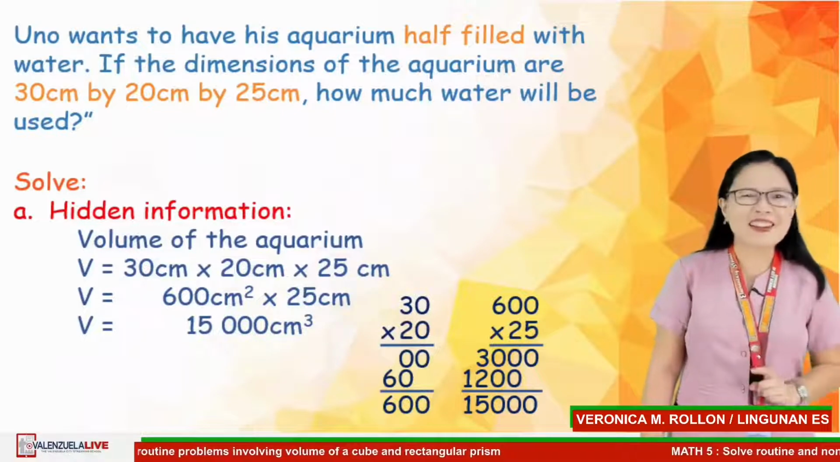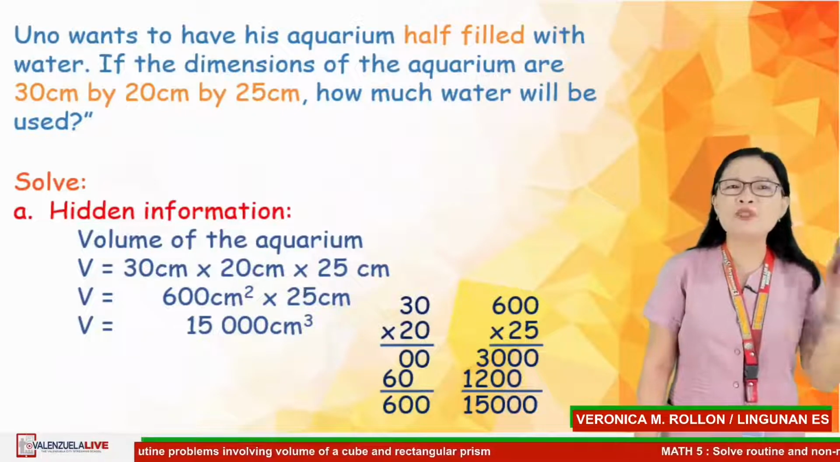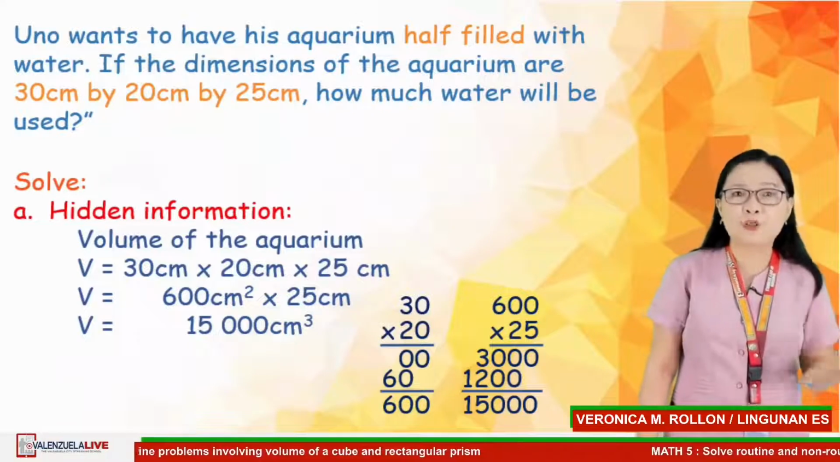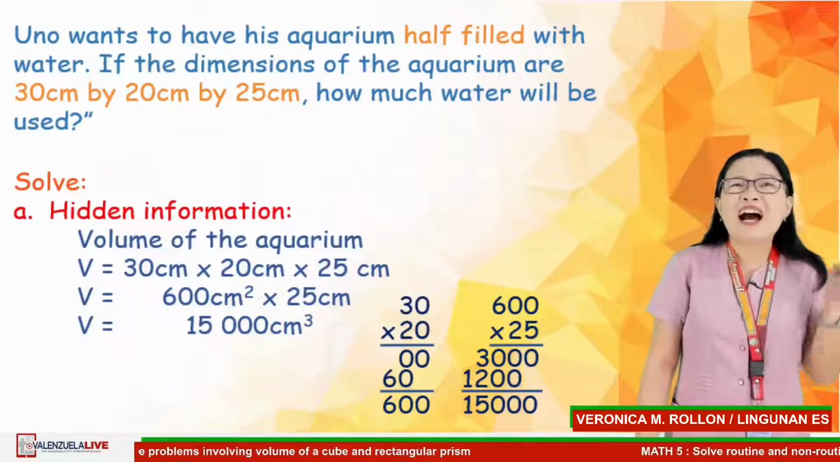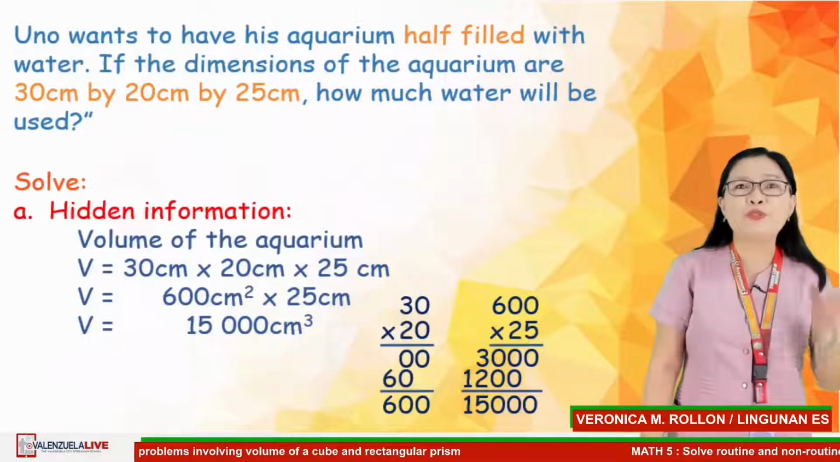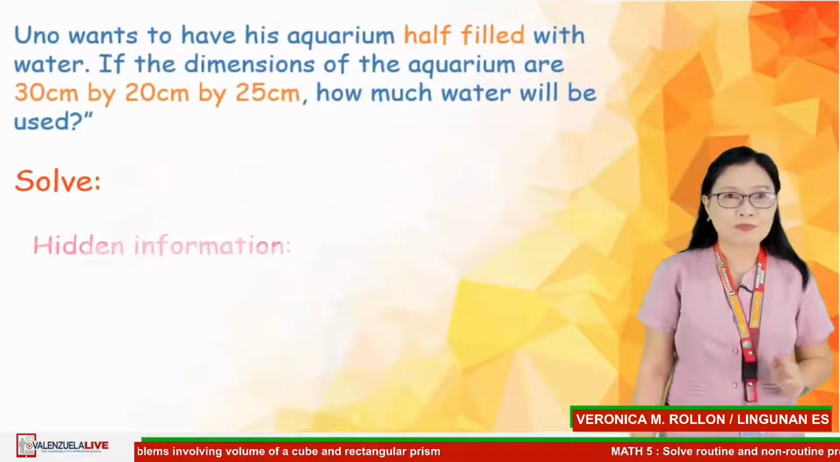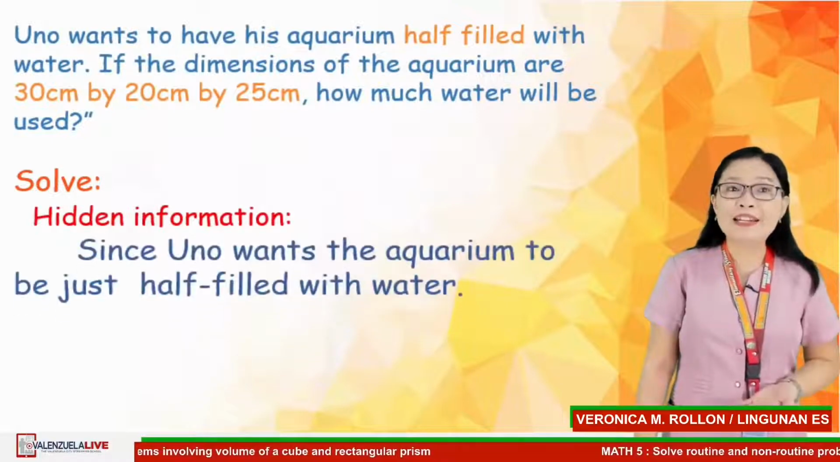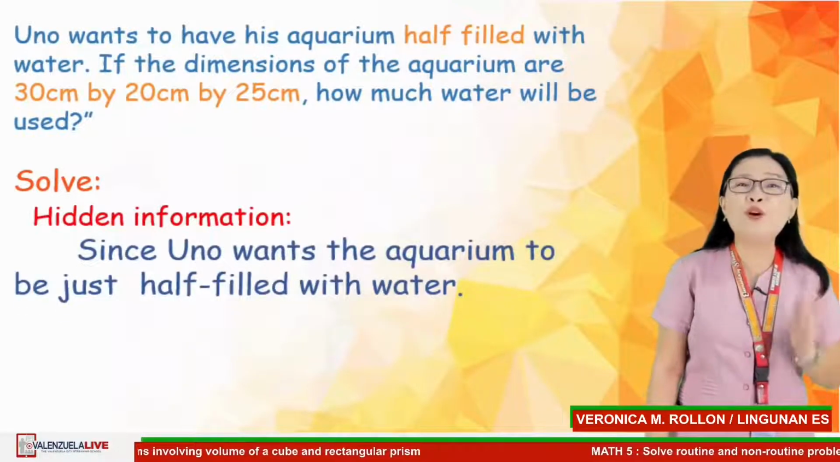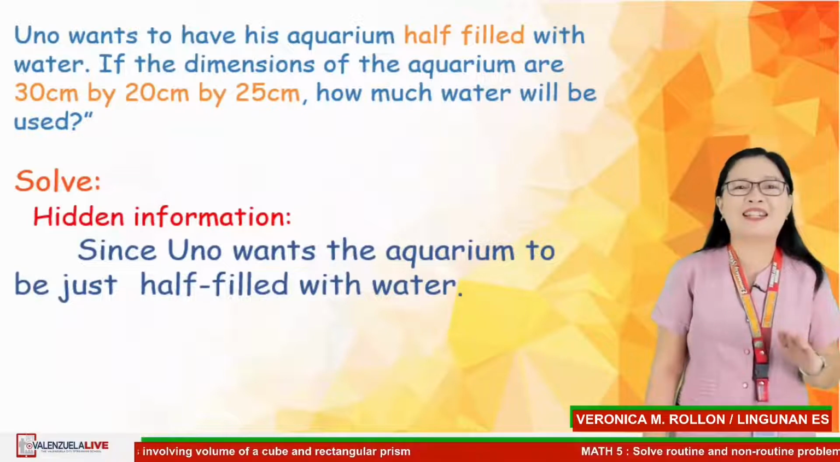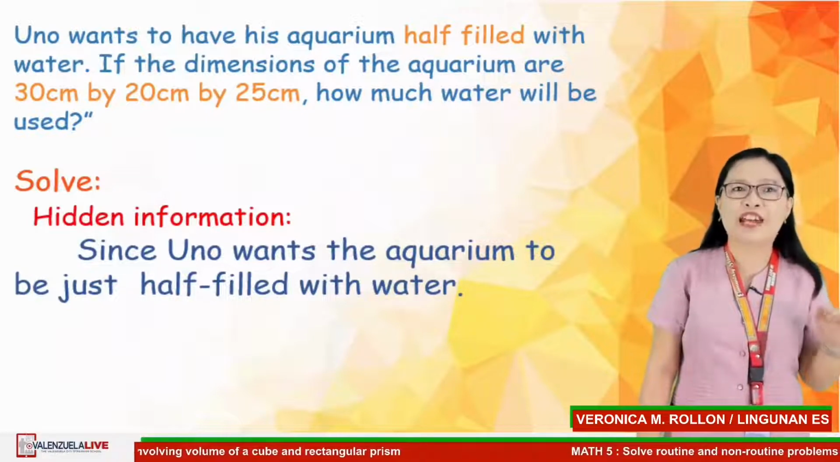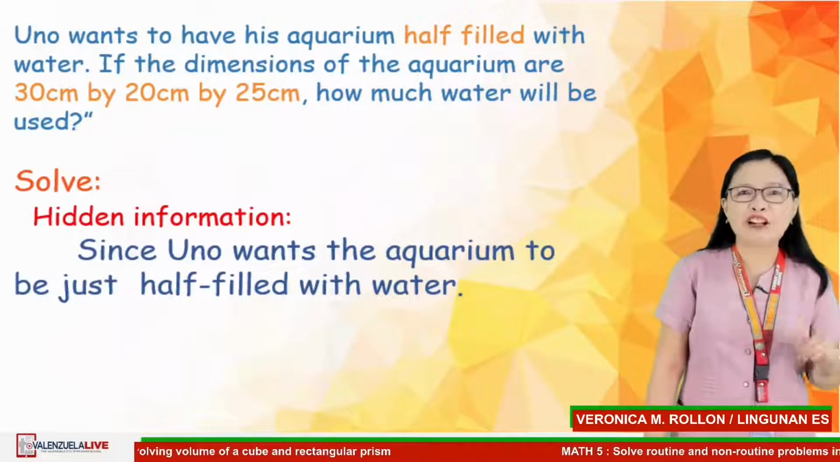This is not yet our final answer because we are just solving for the volume of the aquarium. But the question is the amount of water that will be used by Uno. So let us solve. Again, the hidden information. Since Uno wants the aquarium to be just half filled with water, take note of that, half filled with water.